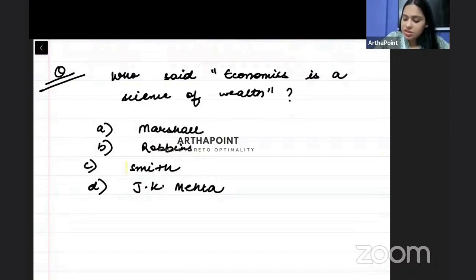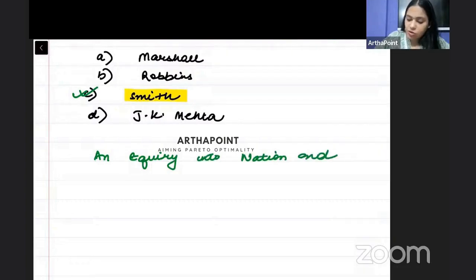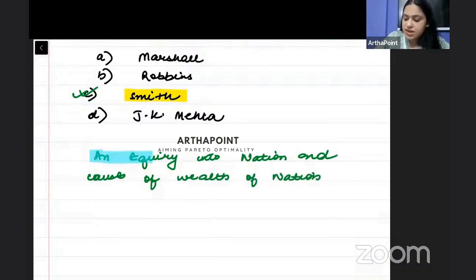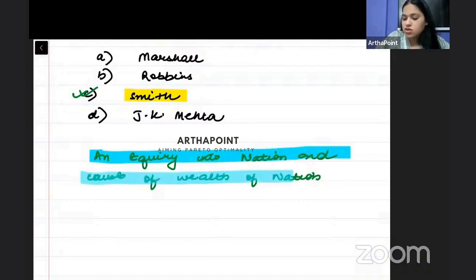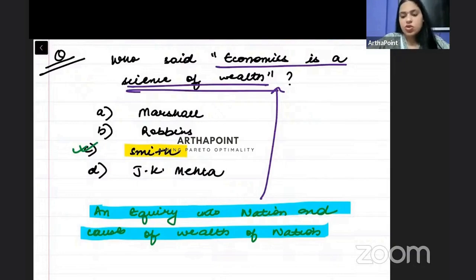Absolutely correct. The correct answer to this question is Adam Smith. So Adam Smith has a book, An Inquiry into Nature and Causes of Wealth of Nations. In this book, Adam Smith mentioned that economics is a science of wealth. So the correct answer to this question is Adam Smith.